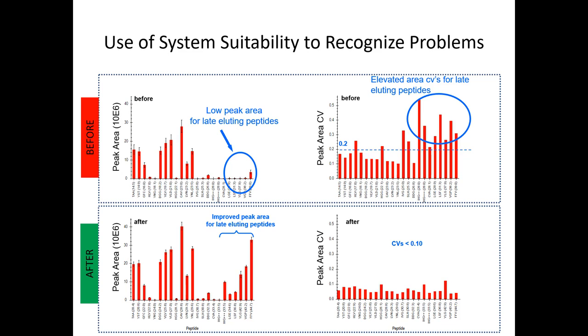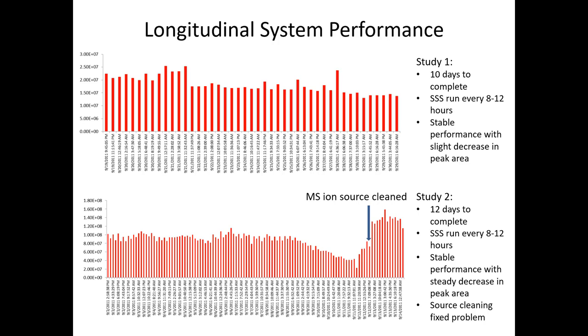So once they fixed their flow calibration problem, this is what it looked like afterwards, and this is the profile we normally see, and now the percent CVs are all less than 10%. This was a really eye-opening case, and we're like, wow, we've got to get everybody running this thing.